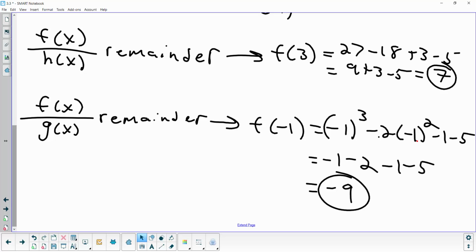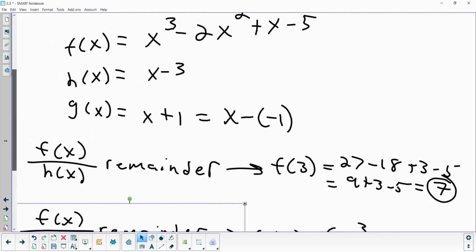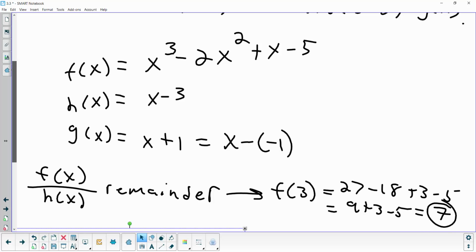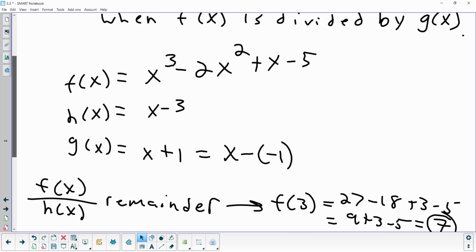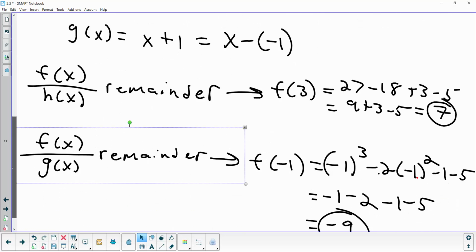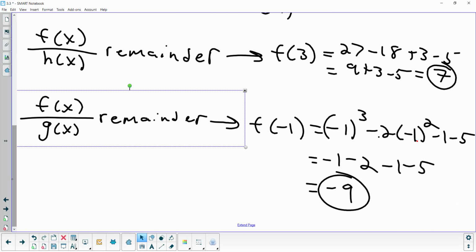So what does that tell me about g of x? Chris? G of x is not a factor of f of x. Yep. G of x is not a factor of f of x. So both of these are not factors of f of x. So what is a factor? Well, we're not really answering that right now. But these are not. Questions on that? So that's called the remainder theorem.